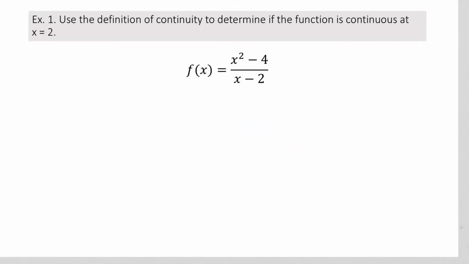In this example here, we're asked to use the definition of continuity to determine if the function is continuous at x is equal to 2. So the first condition says that f of 2 must be defined. The problem is if I put 2 in right here, I'll have a 0 in the denominator.